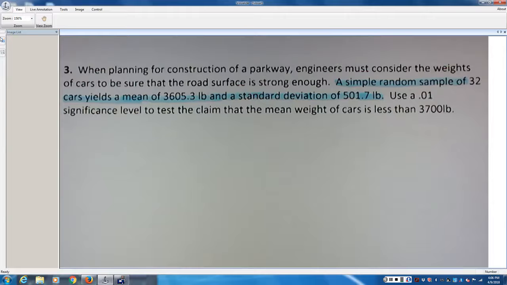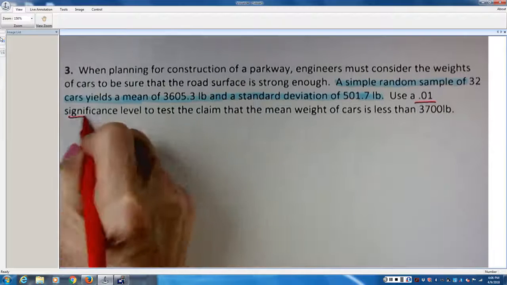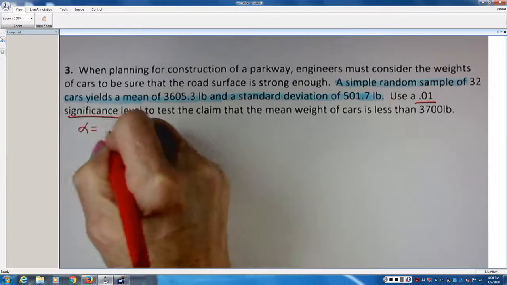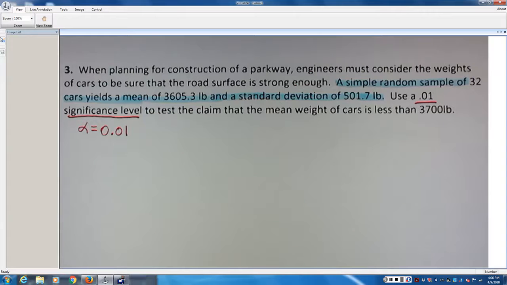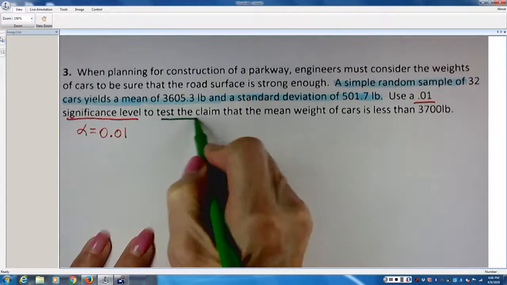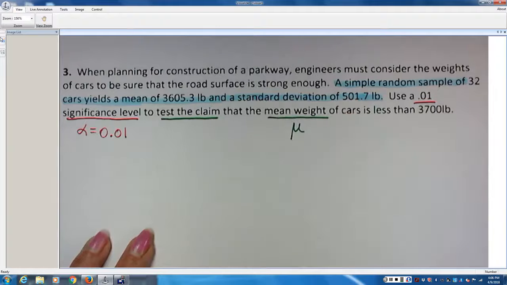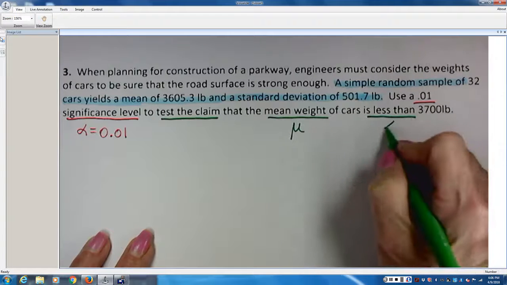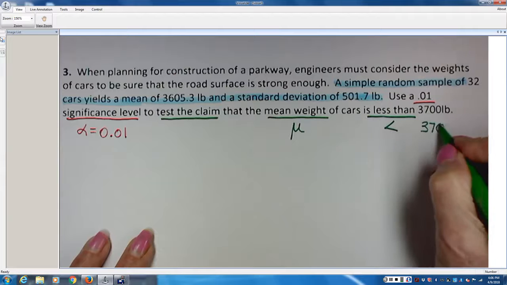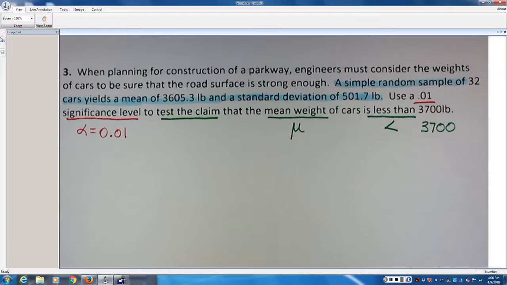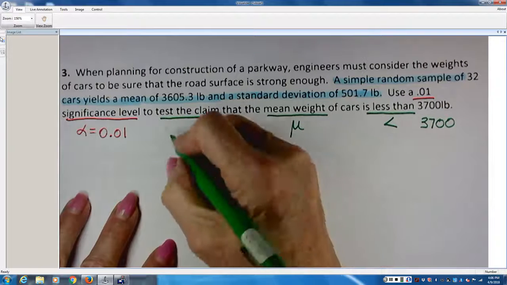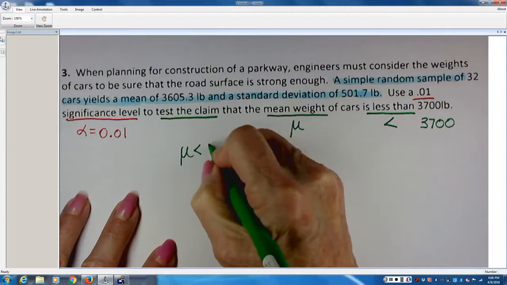And then it says use a 0.01 significance level, that tells us alpha is 0.01, to test the claim that the mean weight of cars is less than 3,700 pounds. So our claim is mu is less than 3,700.